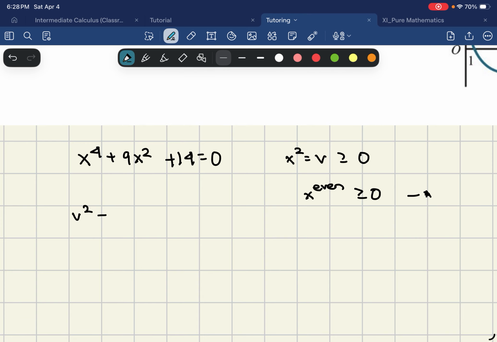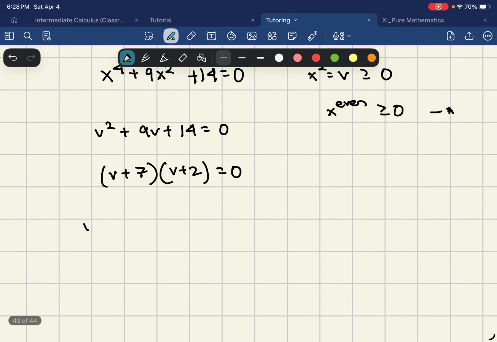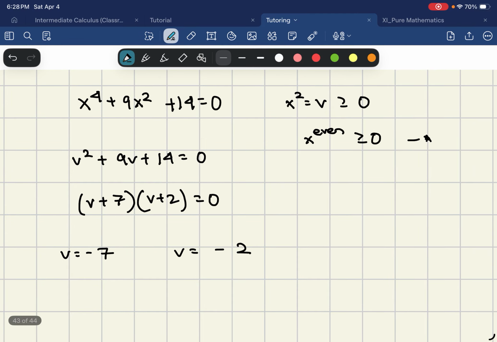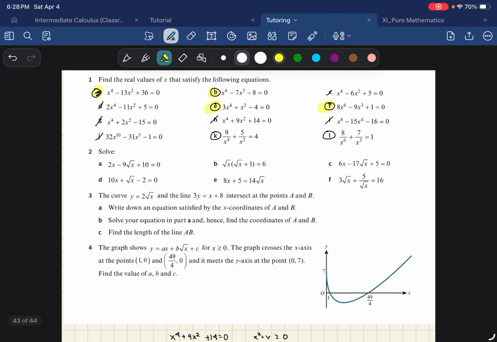So I have v squared plus 9v plus 14. And let's see, can we factorize this? Yes, we can. v plus 7, v plus 2 equals 0. So basically, you get v is equal to negative 7 and v is equal to negative 2, right? But remember, v has to be bigger than or equal to 0. Both of these are negative. Therefore, both of these values you must reject. And you can conclude that you have no solutions. So for H, you actually have no solutions.